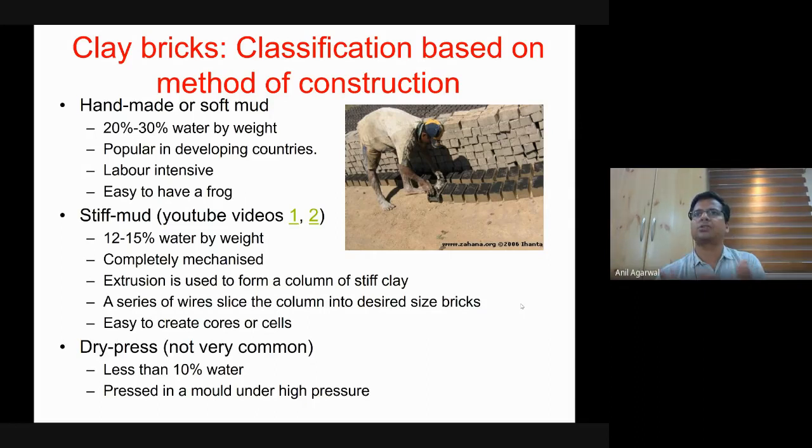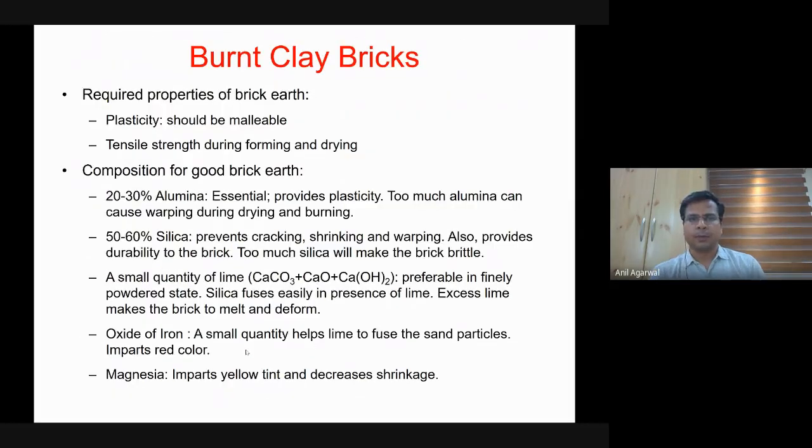It is done under a very high stress, and under that kind of stress, they are able to push it and give it the shape. So this requires very little water, but the machine required to do this kind of an operation is also very heavy duty. It's not very commonly used. In some places nowadays, you can see it being used. All right, so these are the three different ways in which you can form clay bricks.